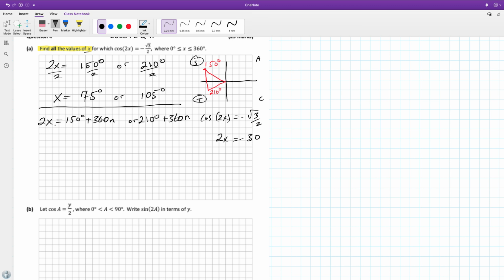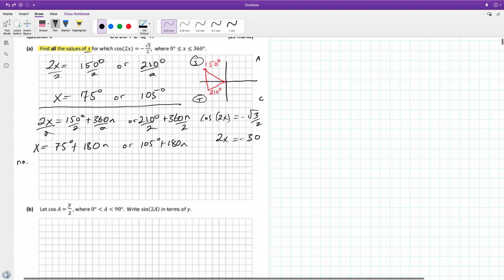Now we must divide across by 2, 2, and 2, 2, and 2. So x is equal to 75 degrees plus 180 times n, or 105 degrees plus 180 times n. And you know what I do then? n equal to 0, n equal to 1, and n equal to 2. You keep going until it goes above 360 degrees.